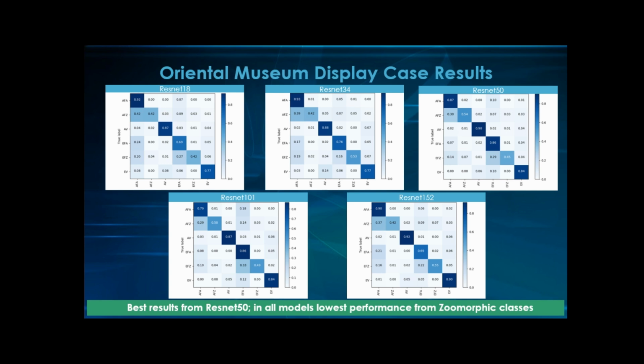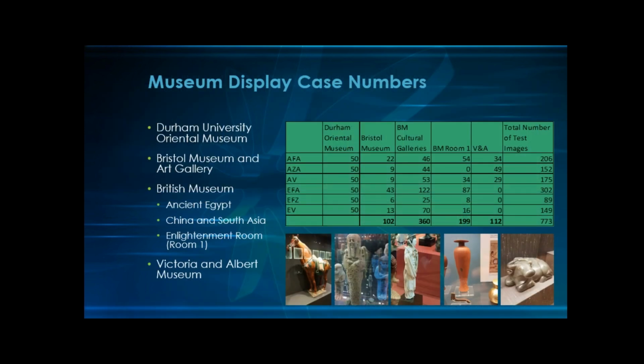What you want to see is a nice line going along the middle, showing that your true label and your predicted label are converging. What I found with the Oriental Museum display case results was that the best results were from ResNet 50. And that it was, however, having a little bit of difficulty in the zoomorphic classes. So, wanted to continue going on, decided to also try another sort of museum display case test set. In this case, I decided I wanted to, okay, I see what I did here.